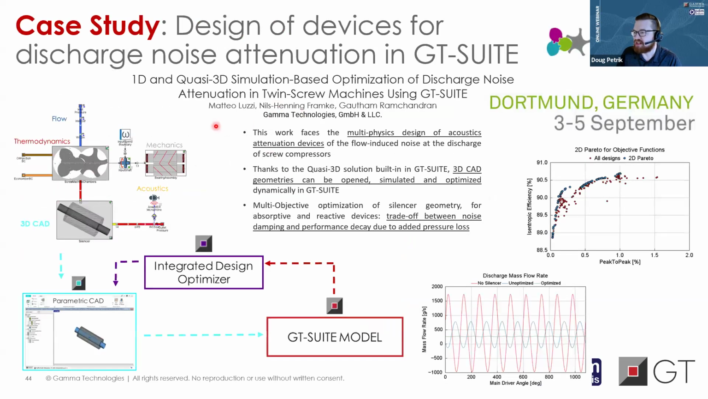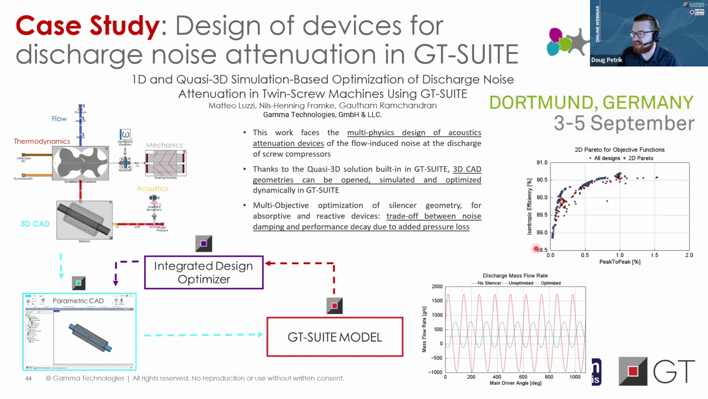So here was a case study presented by my colleague Matteo here on the call at ICSM 2024 in Dortmund, Germany, where he analyzed the acoustic response of a screw machine. He used our parametric CAD capabilities in GEM 3D to change the shape and size of a silencer, generate a GT model of that silencer, and analyze how well it can attenuate the pulsations, and then feed that into the design optimizer to vary that parametric CAD.